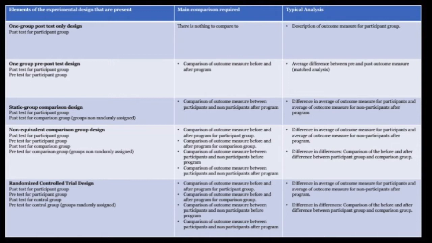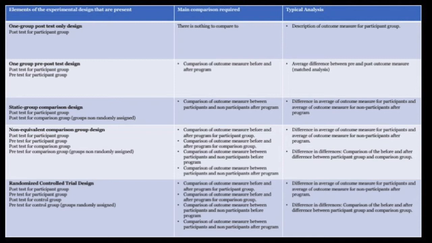What did they gain? When you use the static group comparison design, and this is when you have the post results for participants and for some comparison group, you can compare both groups, right? You can get the average of the outcome measure for participants and compare that to the average of the outcome measure for non-participants, right? After the program. That's the only comparison you can do.